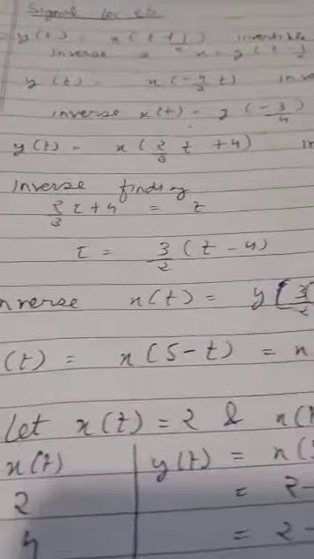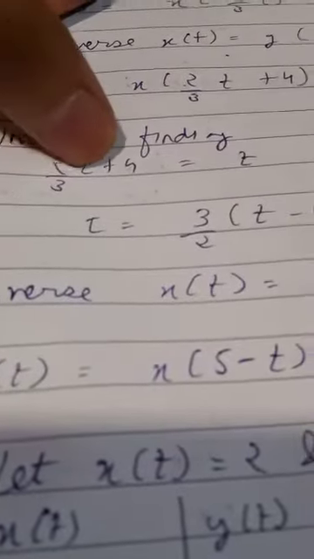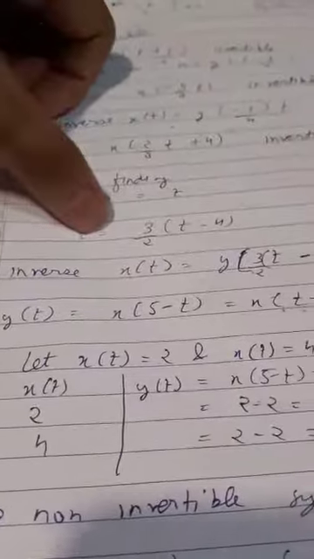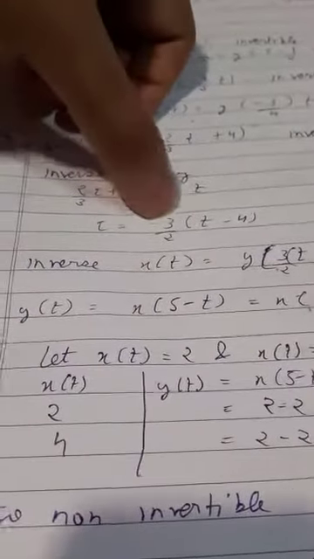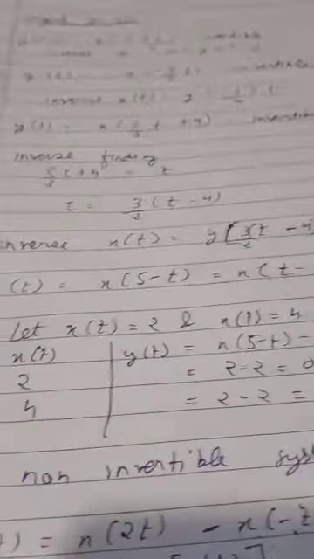Now we have to find the inverse. So just replace this t with tau and equate it to t. So 2/3 tau plus 4 equal to t. So the value of tau will be equal to 3/2 t minus 4. So the inverse system will be x(t) equal to y(3/2 t minus 4).